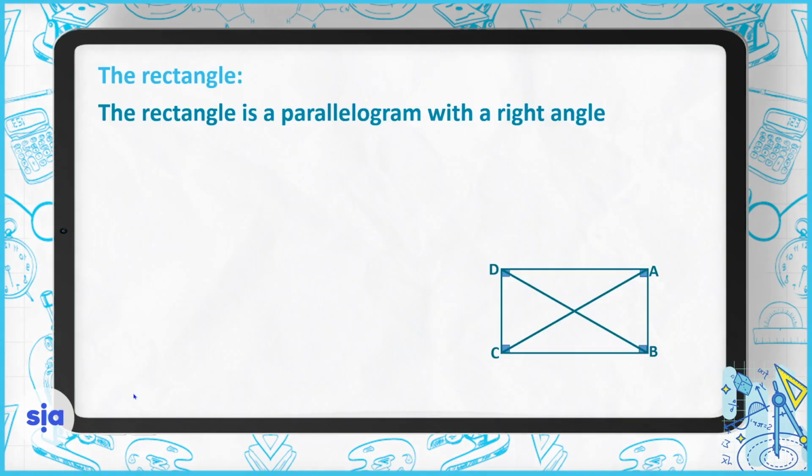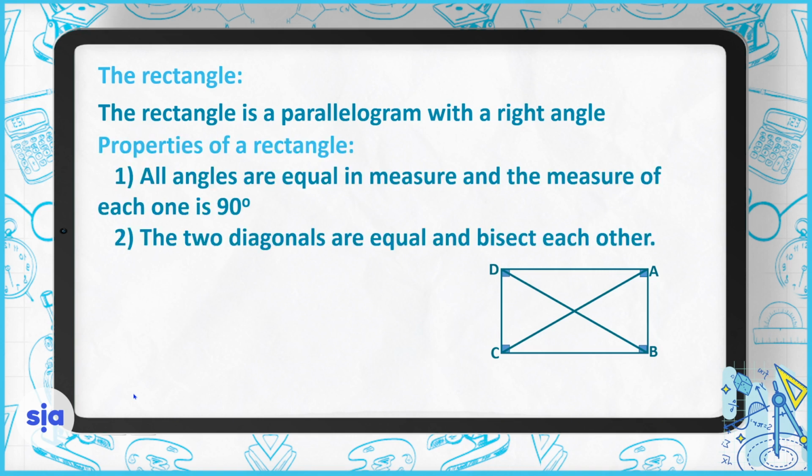In this session we'll be learning about special cases of parallelogram. The first figure is the rectangle. The rectangle is a parallelogram with a right angle. Let's go and see the properties of a rectangle. The first property, all angles are equal in measure and the measure of each one of them is 90 degrees. The two diagonals are equal and bisect each other.